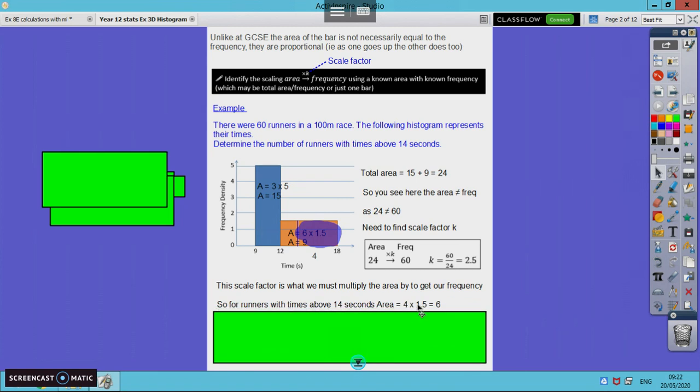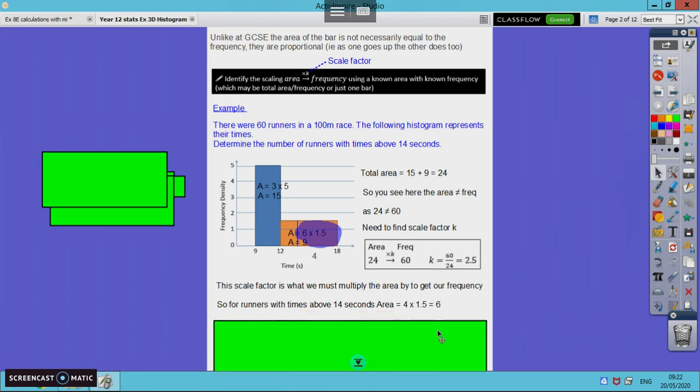So we've got to do 4 times 1.5, which gives us 6, but 6 is not our answer. 6 is just the area of that section of people there. To get our real frequency, we've got to do 6 multiplied by 2.5, so 15 runners had times above 14 seconds. This is such an important example so that you know exactly how a scale factor works with this.